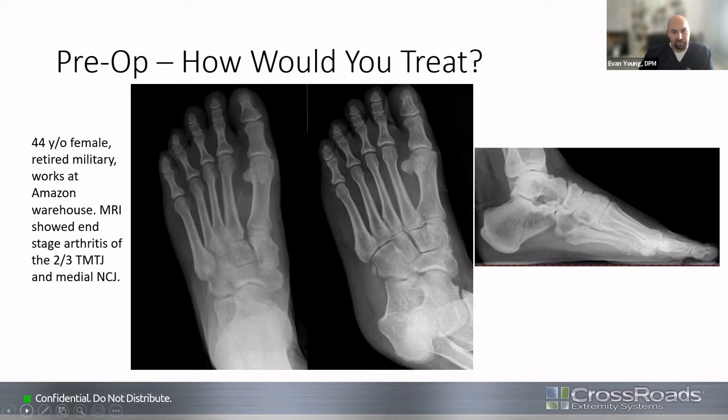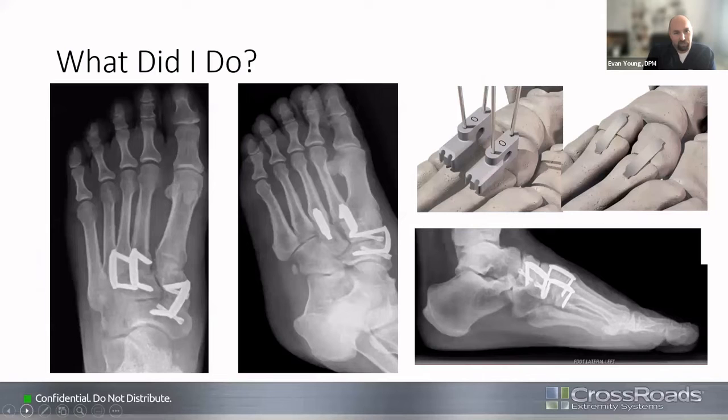And I think this is a classical case of hypermobility not being present at the first TMT, but rather at the naviculo-cuneiform joint, leading to second and third tarsometatarsal joint instability and pain.